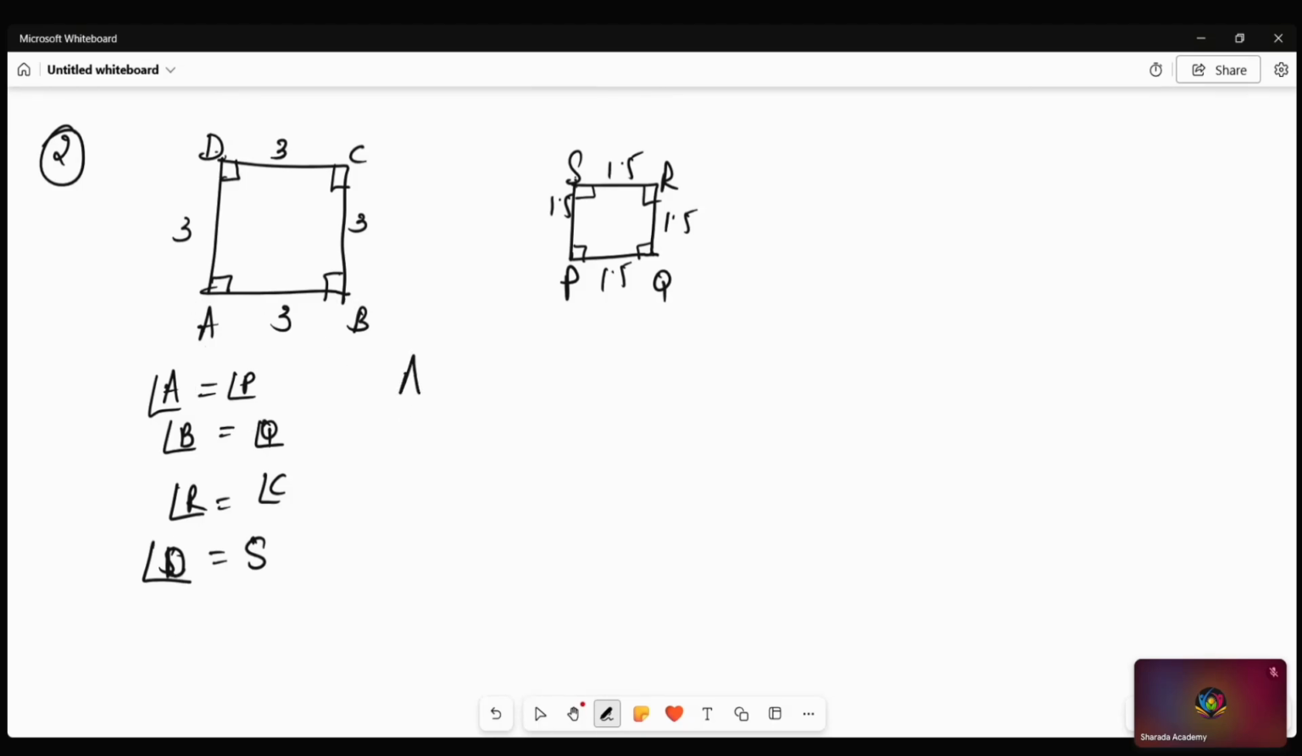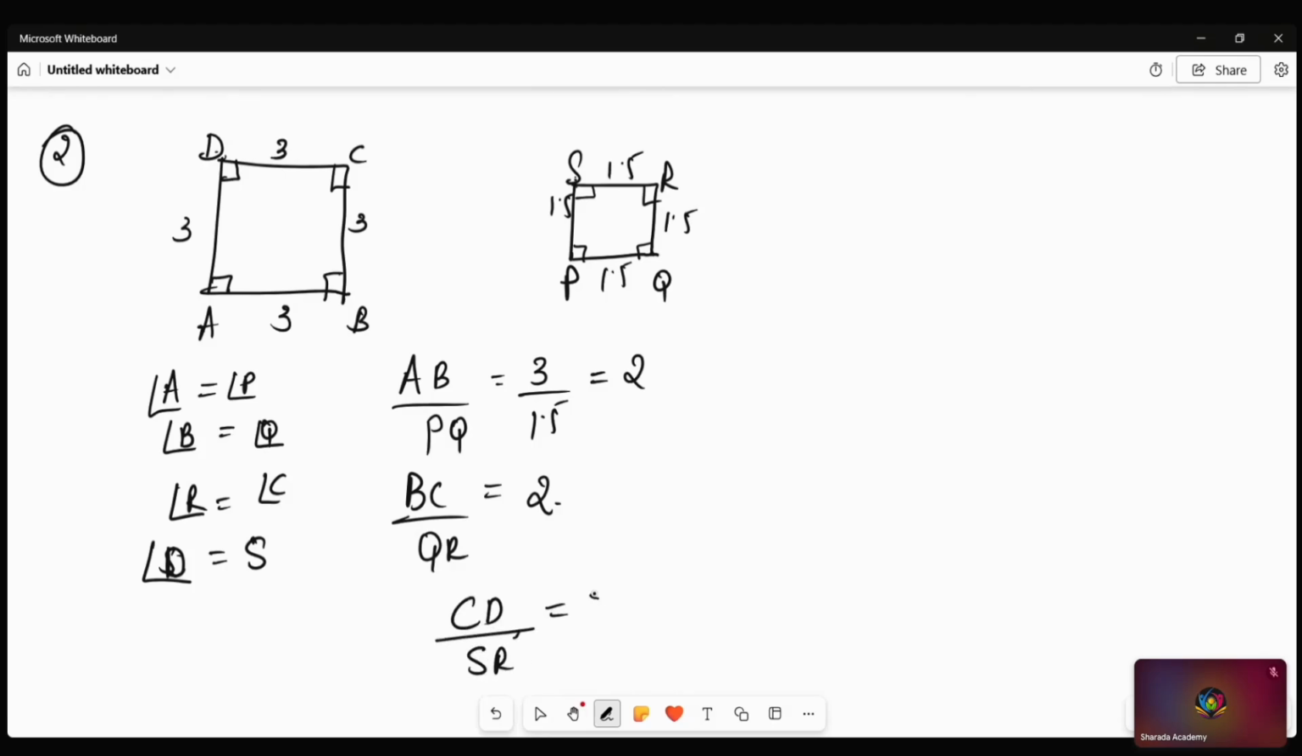And if you observe, AB by PQ is 3 by 1.5, that is 2. Then BC by QR is also equal to 2. Then CD by SR is equal to 2. And AD by PS is equal to 2. So the corresponding sides ratios are equal here. So the two diagrams or figures are similar.